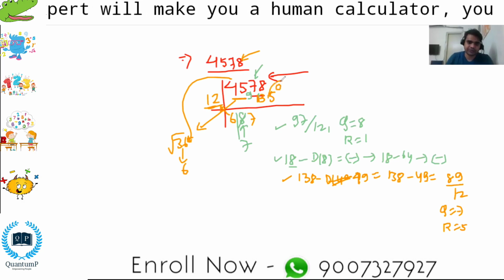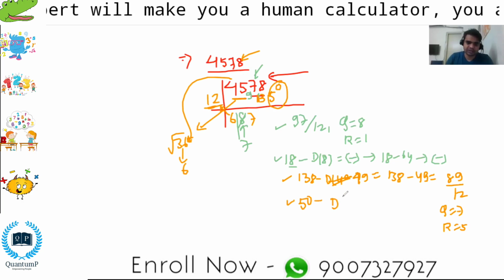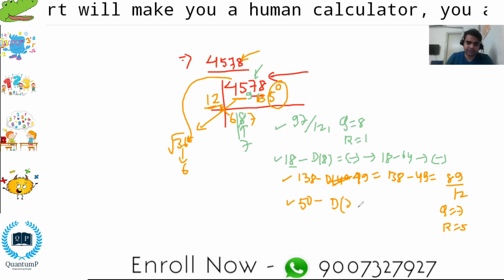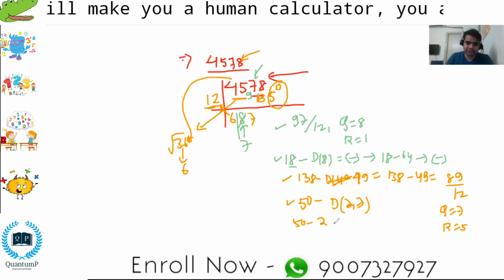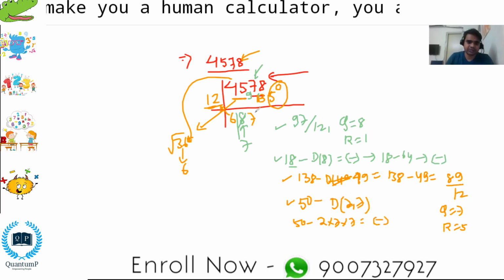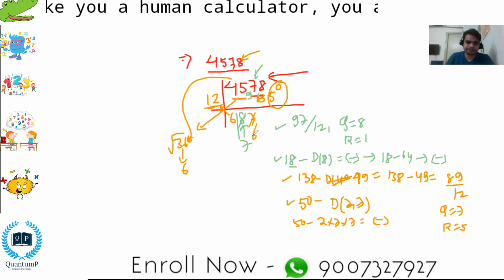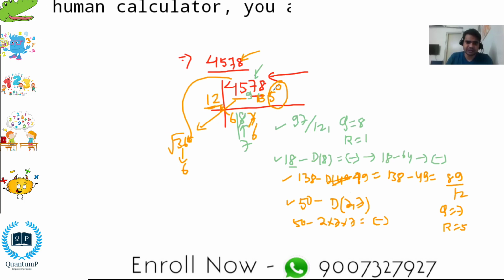So we have 50. 50 minus duplex of 7, 7. So 50 minus 77 means 27, it's a huge number, so negative. So this 7 will become 6, and this 5 will become 5 plus 12, which is 17.